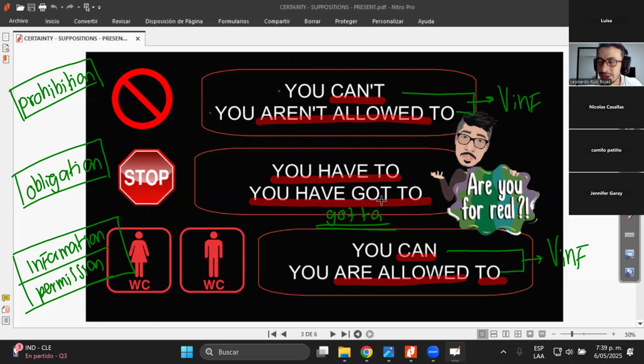Es a contraction, muy bien. Yes. Entonces es la contracción de la expresión have got to, que es una obligación. ¿Listo? Entonces, en ese caso, obviamente también como tiene to, después va a ir un verbo en infinitivo, right?